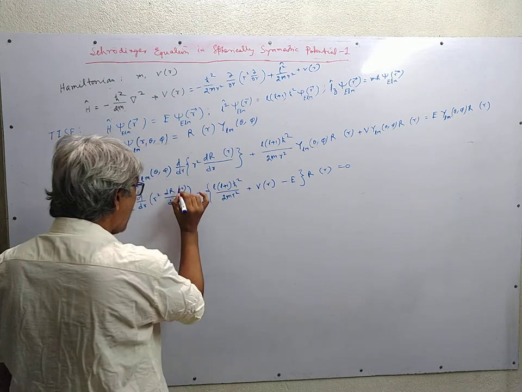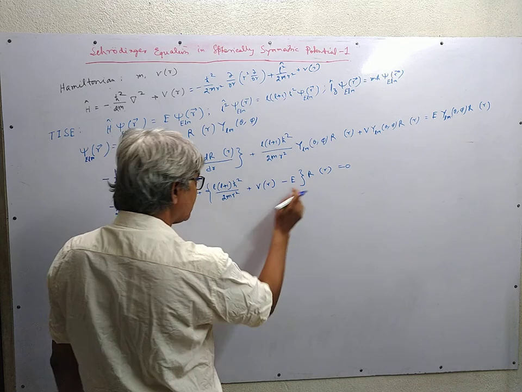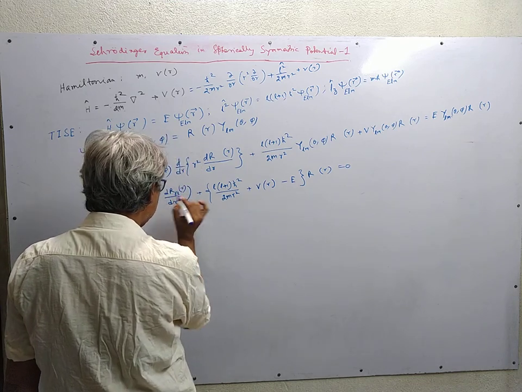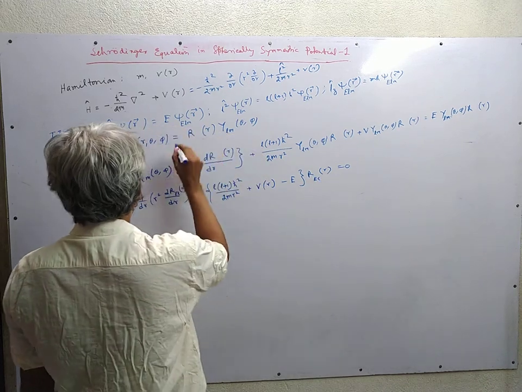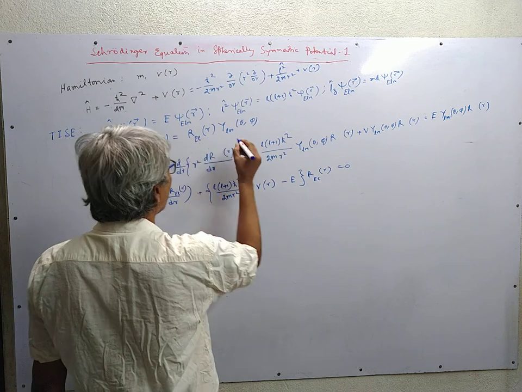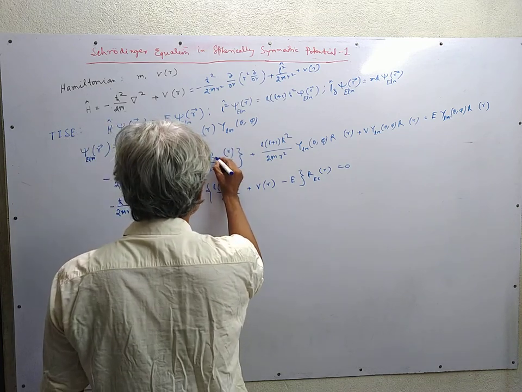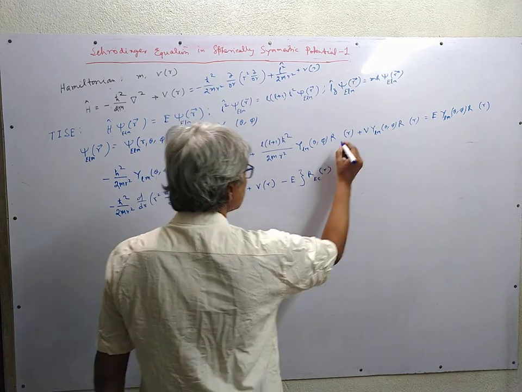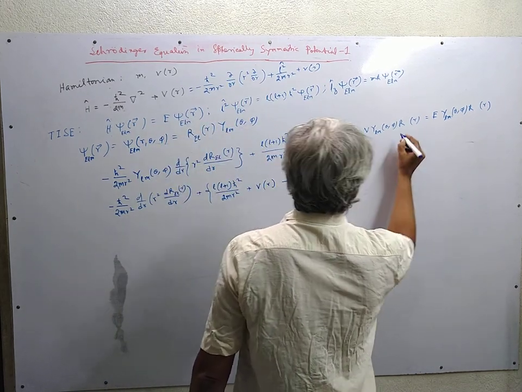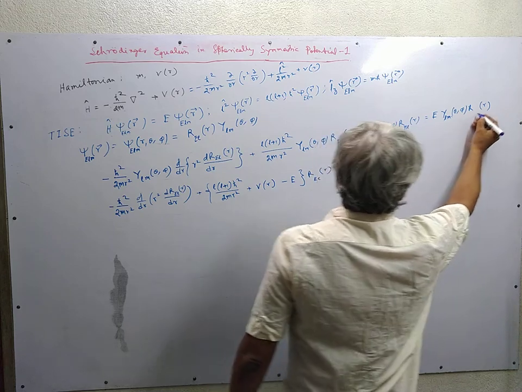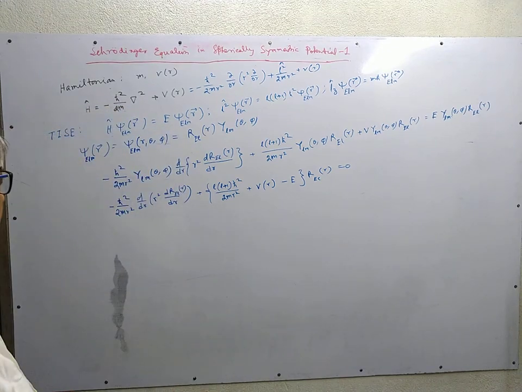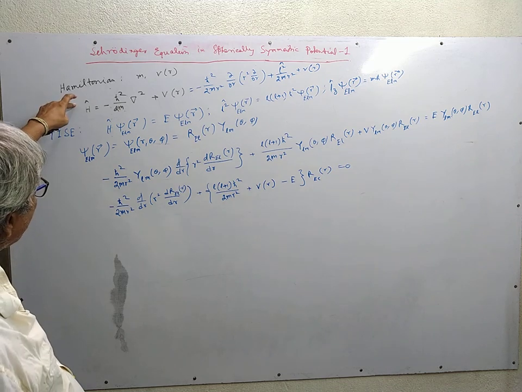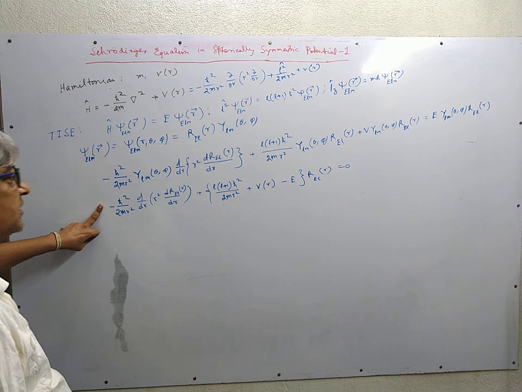Now you see that the R equation depends on l as well as on energy, so we write it as R_El. Here we write the r dependence as this. This is the r dependence. So this is the radial equation. So for a spherically symmetric potential, the three-dimensional Schrodinger equation reduces to this.